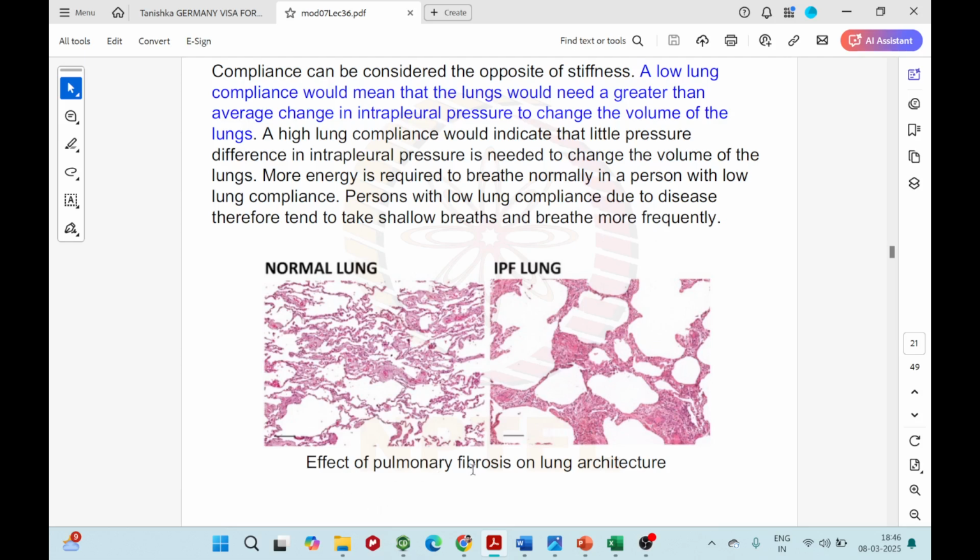So the effect of pulmonary fibrosis on lung architecture. This is the normal lung, and this is the pulmonary fibrosis. This is the lung architecture.